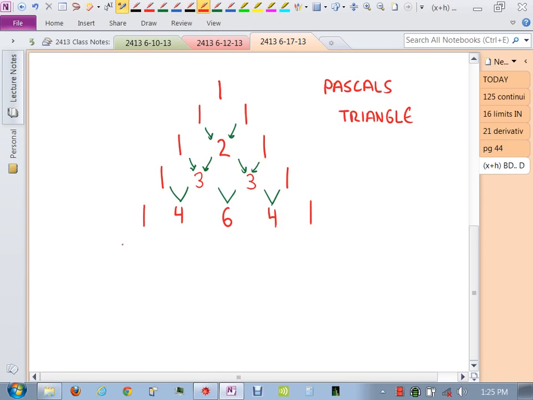The next row, I have 1s on the ends, and then we'll have what? 5, 10, 10, 5. And I could keep going, right? The next one would be 1, 6, 15, 20, 15, 6, 1.